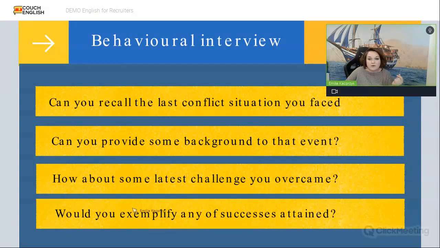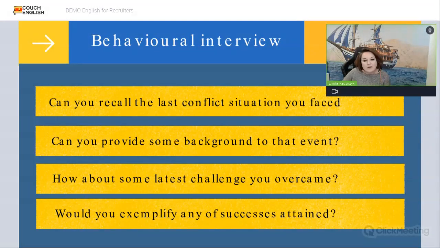Instead of all the time saying, can you give me the example? Can you give me the example? These are the other possibilities. So can you recall? Would you exemplify? Not to repeat all the time the beginning of the sentence. Can you give me the example? Which is of course perfectly okay, but we can have some alternative.